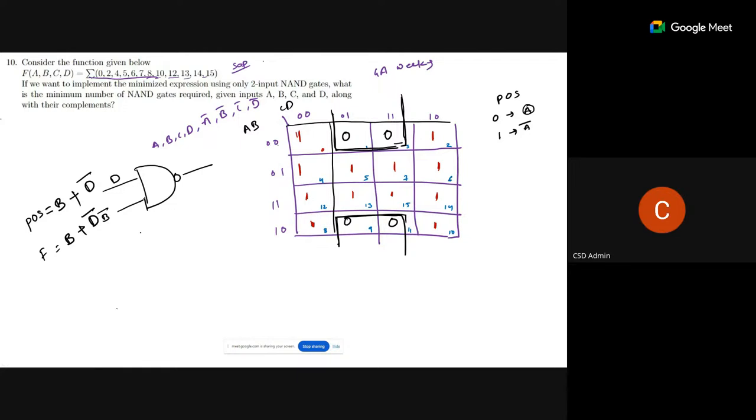Suppose this is Y. Then Y equals B bar dot D complement, which is B bar bar plus D complement, so B plus D complement. In the questions, the complements are given: B bar is given and D, so it will require only one length. Everyone got it? How to solve this type of question?